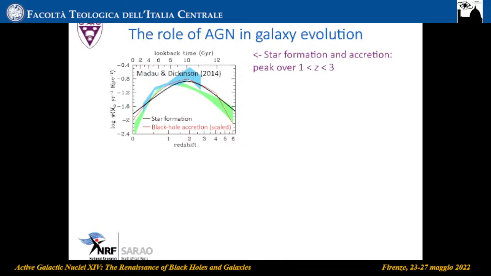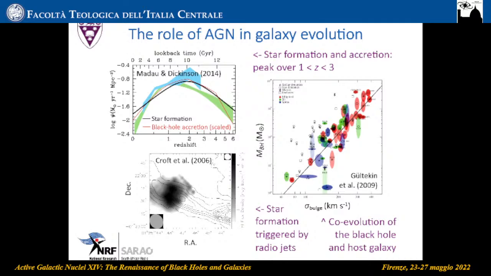Similarly, there's debate over the overall impact of radio jets. Do they suppress or actually trigger star formation in the host galaxy? And how does all of this tie in with the apparent co-evolution of the supermassive black hole with the velocity dispersion of the bulge? So there are so many AGN samples out there. Which ones should we use?